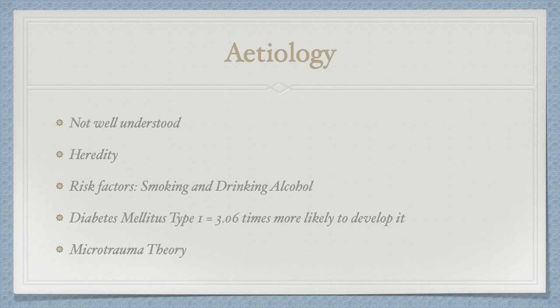Heredity definitely plays a huge role in its development, but there are some risk factors. Smoking cigarettes and drinking alcohol are probably the biggest. People with diabetes mellitus type 1 have a 3.06 times more likelihood to develop it. And of course, the microtrauma theory, which means that trauma occurs when the body sends an inflammatory response for healing, but those signals never stop, and there's an overproduction of collagenous material, therefore causing the nodules and cords and the contracture.